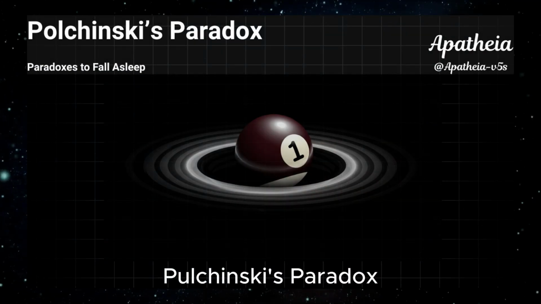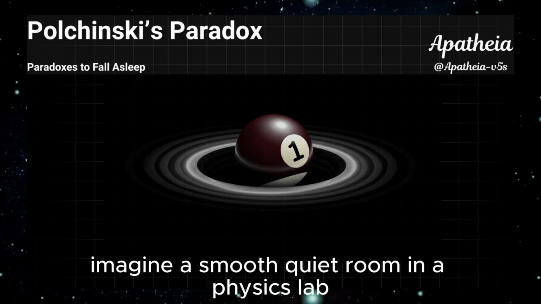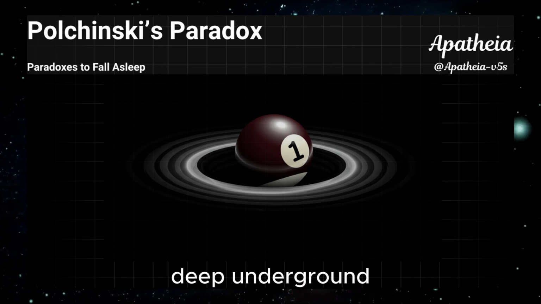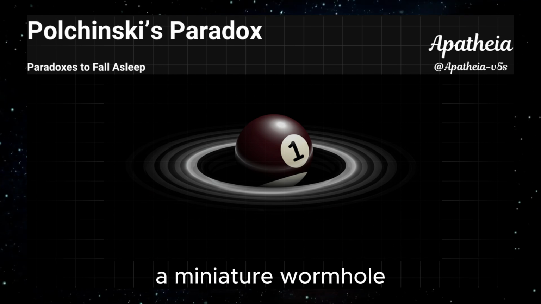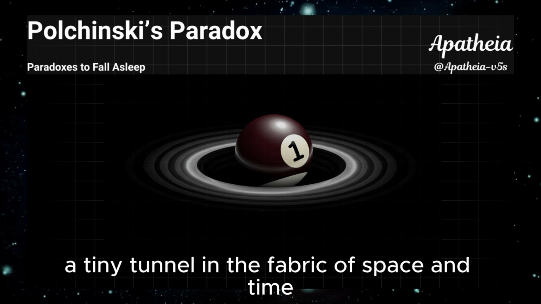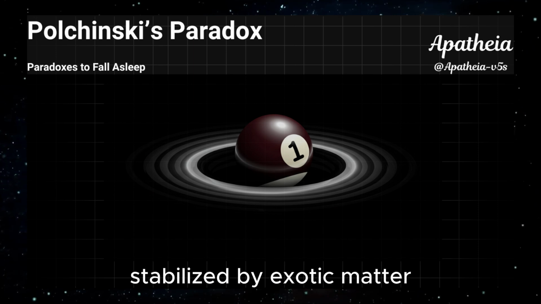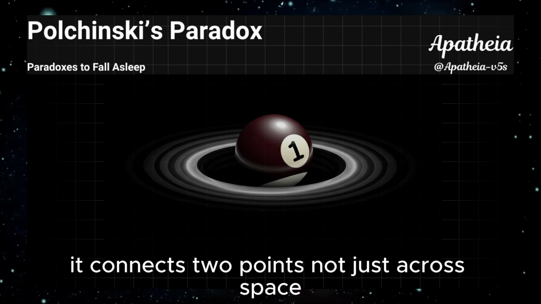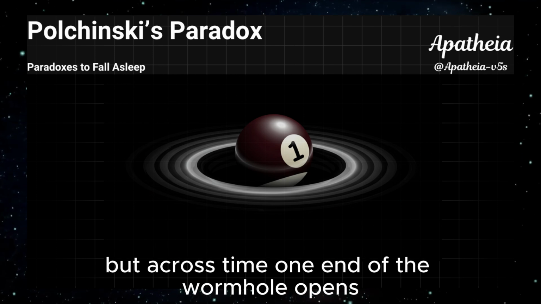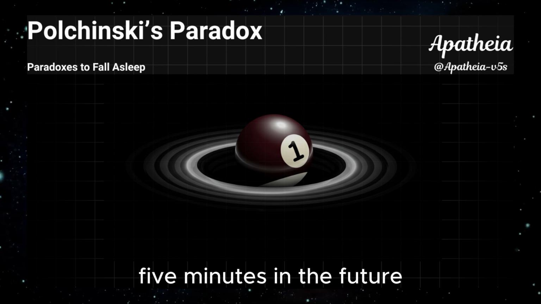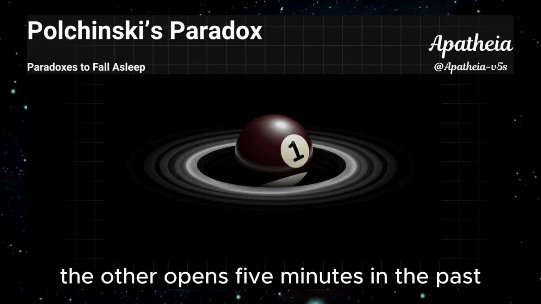Polchinski's Paradox. Imagine a smooth, quiet room in a physics lab, deep underground. In the middle of the room sits something extraordinary: a miniature wormhole, a tiny tunnel in the fabric of space and time, stabilized by exotic matter. It connects 2 points not just across space, but across time. One end of the wormhole opens 5 minutes in the future. The other opens 5 minutes in the past.